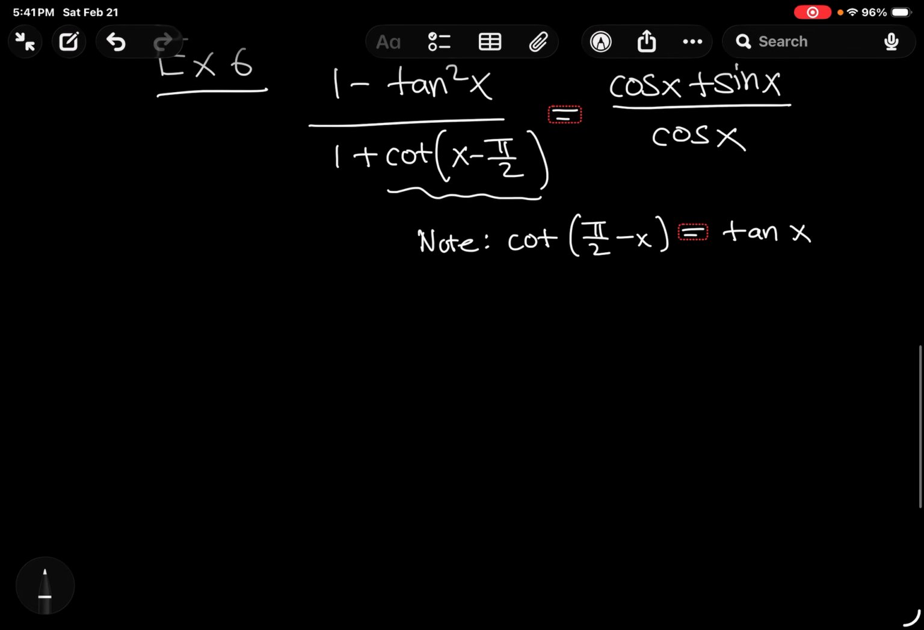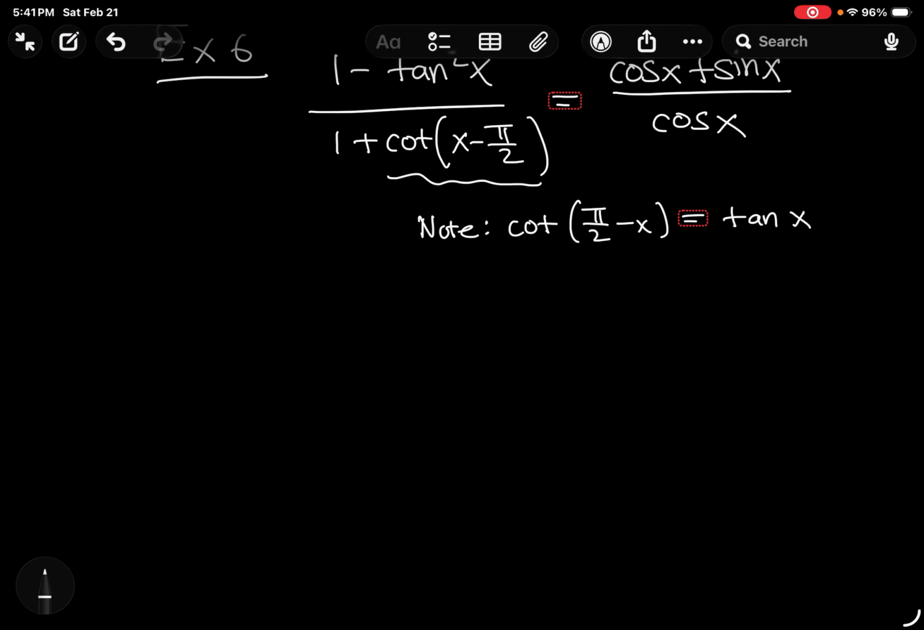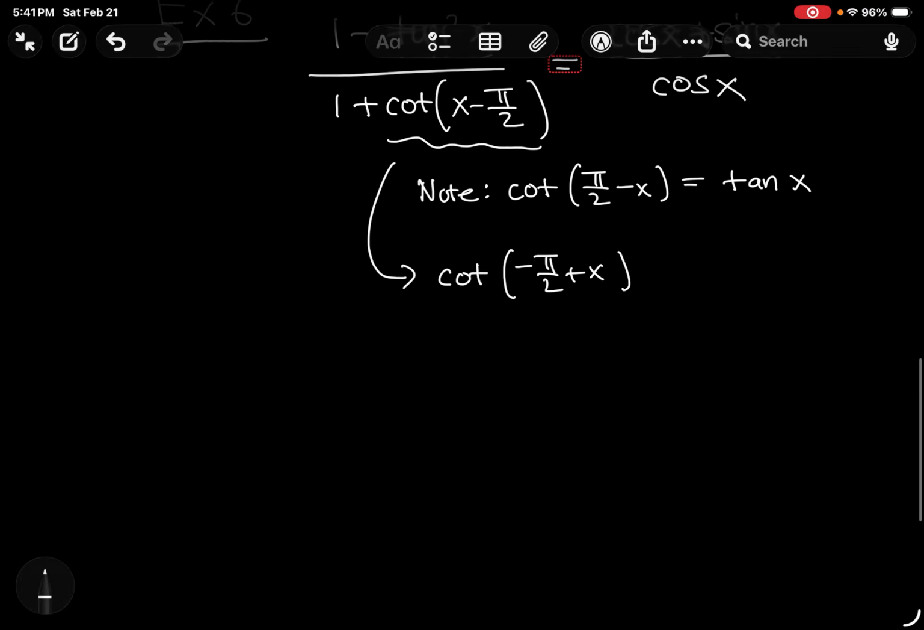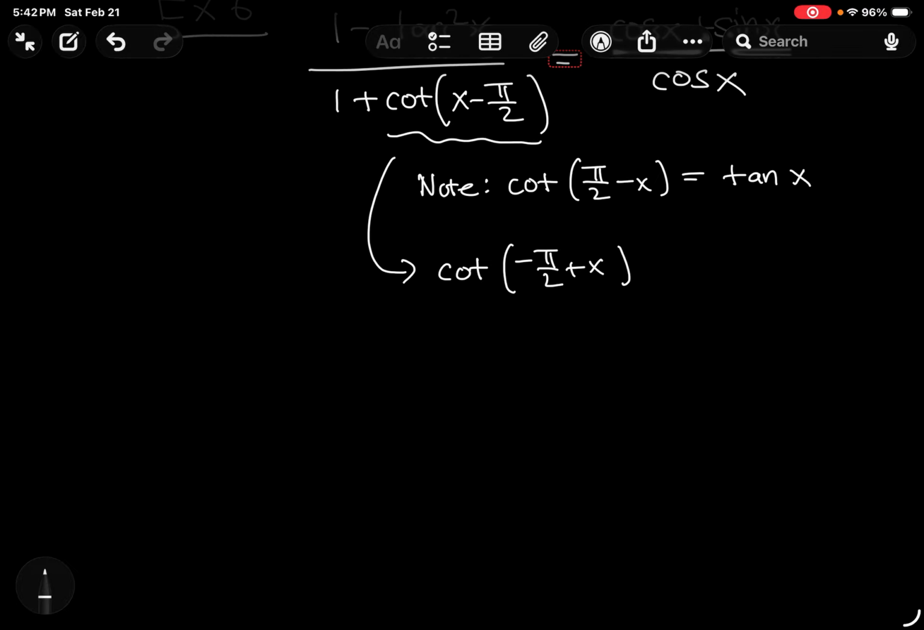So let's see how we're going to go about manipulating that. Let me see if I can rewrite this expression right here as cotangent of negative pi over 2 plus x. All right, just rewriting the terms. And then within that argument, I'm going to do a little factoring. Factor out a negative 1. That's pi over 2 minus x. So now you can take a look. This almost looks like that, almost.